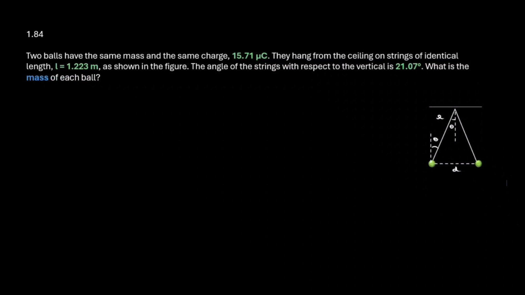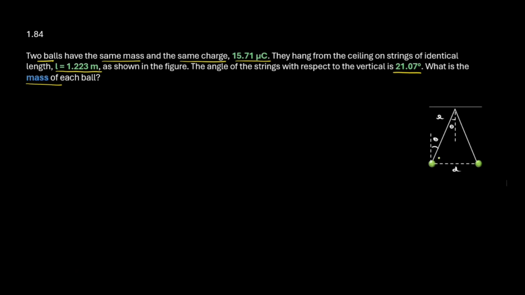Question 1.84. Two balls have the same mass and the same charge, 15.71 microcoulomb. They hang from the ceiling on strings of identical length L equals 1.223 meter. The angle of the string with respect to vertical is 21.07 degree. What is the mass of each ball?